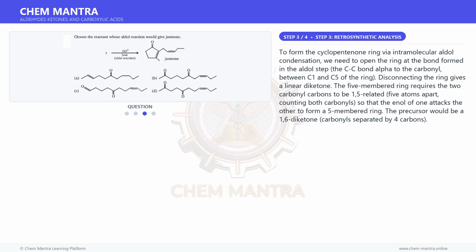To form the cyclopentane ring via intramolecular aldol condensation, we need to open the ring at the bond formed in the aldol step, the C-C bond alpha to the carbonyl, between C1 and C5 of the ring. Disconnecting the ring gives a linear diketone. The 5-membered ring requires the two carbonyl carbons to be 1,5 related, 5 atoms apart counting both carbonyls, so that the enol of one attacks the other to form a 5-membered ring. The precursor would be a 1,4-diketone, carbonyls separated by 3 carbons.